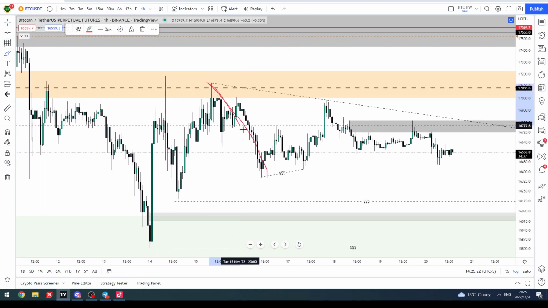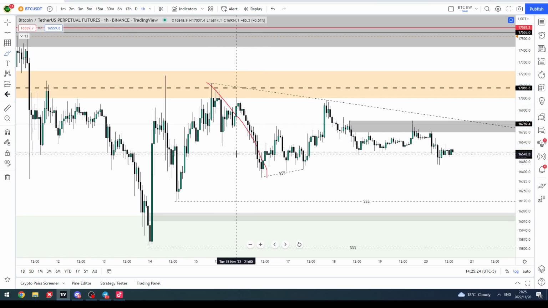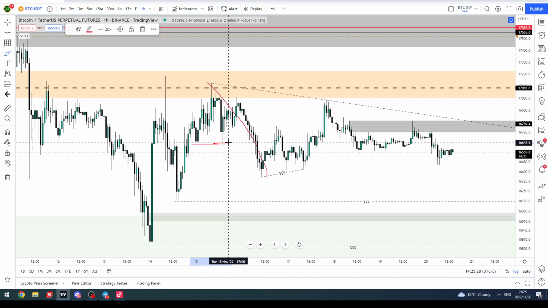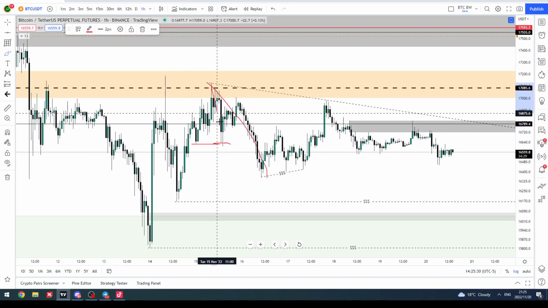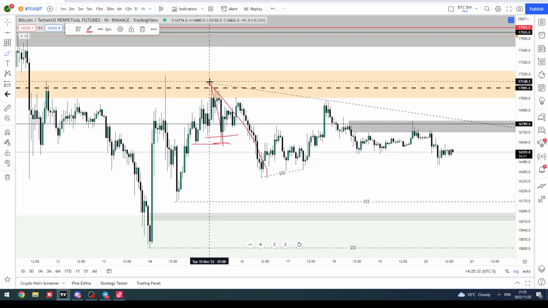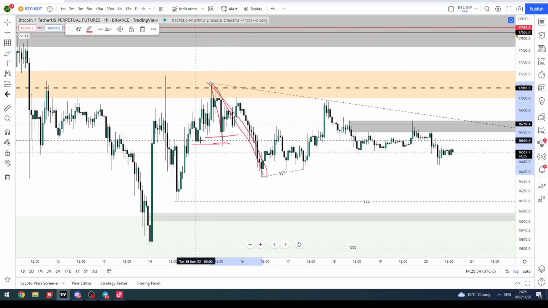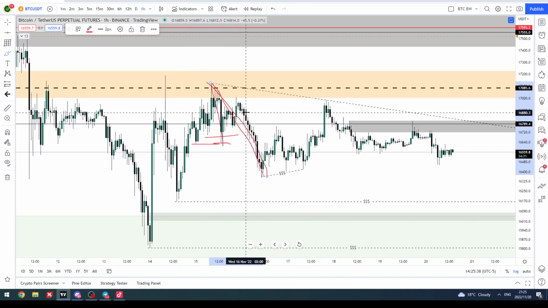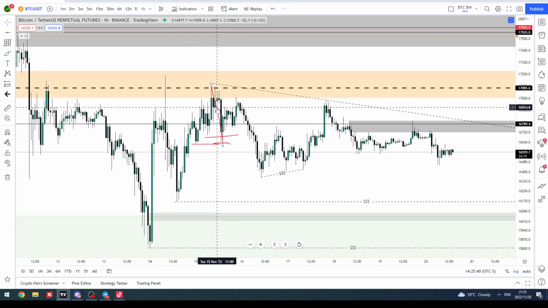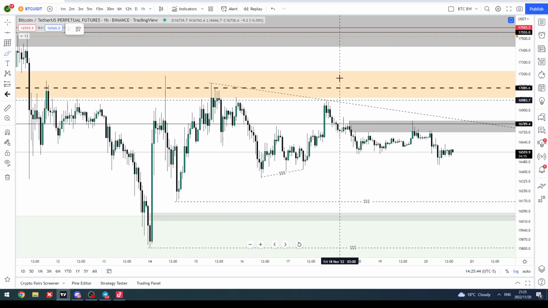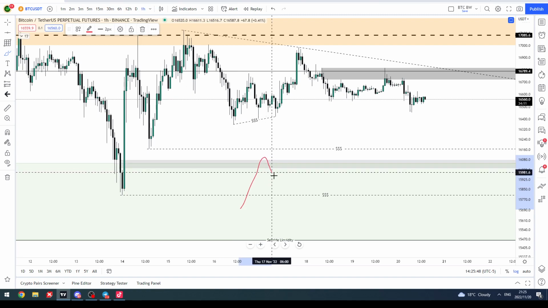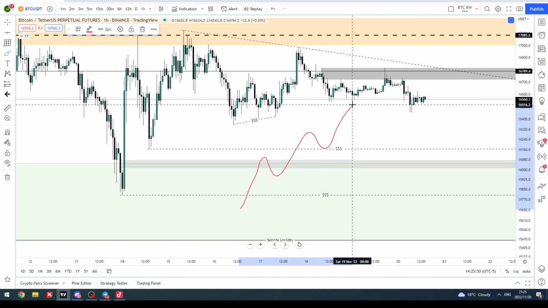The move down here broke structure to the left here, right? Just like this move down here broke structure here, this entire move down here broke structure to the upside, which changed character, which created a dealing range on BTC. So the moment you get action like that happen like this, right?